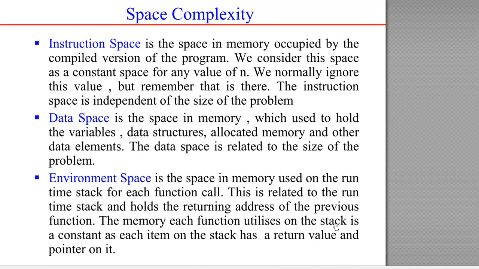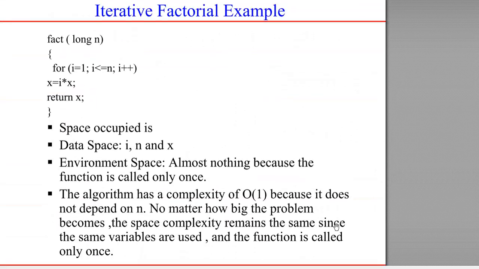Some space is just the instruction space, the instructions on how to run the program after it has been compiled. Then the data space usually stores your variables, your data structures, etc. Then there's the environment space, used while the program is running to store each function call. For example, in this iterative factorial example, the data space holds the variables I, N, and X.